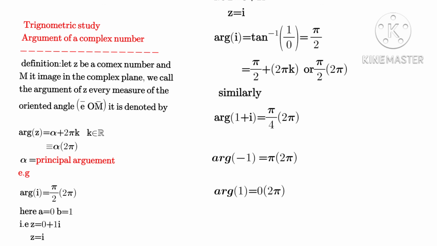Similarly, for the argument of 1 plus i, we have it to be pi over 4. In fact, you can see for the first part, the argument of i is pi over 2. Pi over 2 is 180 divided by 2, that's 90. So it means the argument of i is 90 degrees, but our answer should always be in radians. So you can check out others.